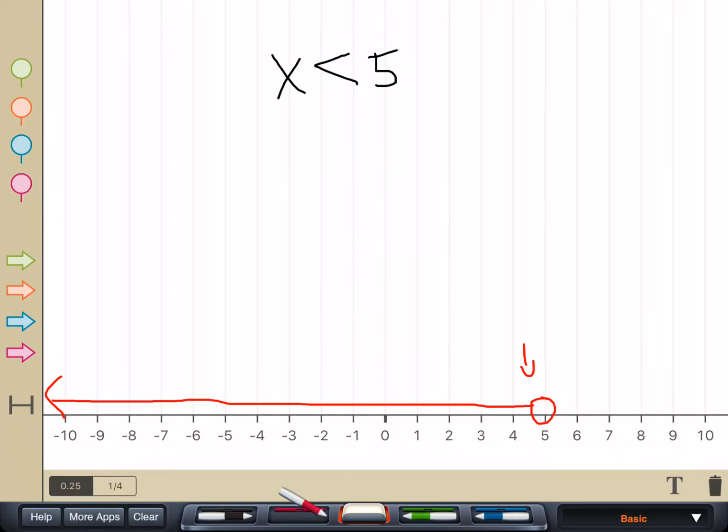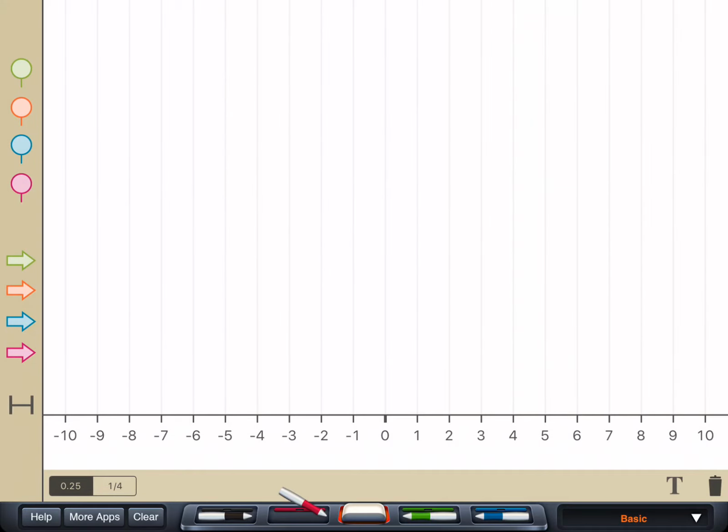Okay? Now, let's try another simple one. We have here x is greater than or equal to 3. So I know that x can be equal to 3, so if 3 works to fulfill this inequality to make it true, I color it in. And the greater than sign means that x can be any number to this side of 3. And there's the graph of my inequality. Pretty simple.